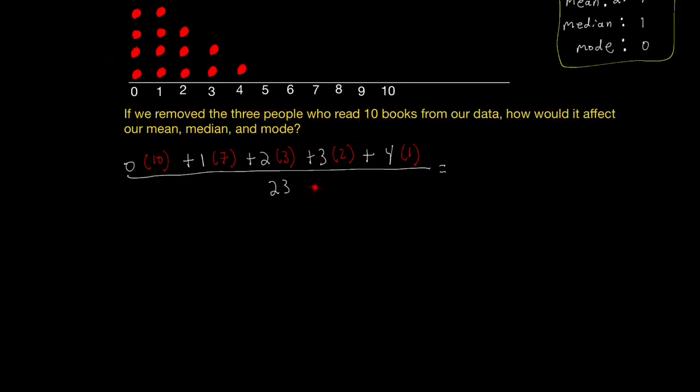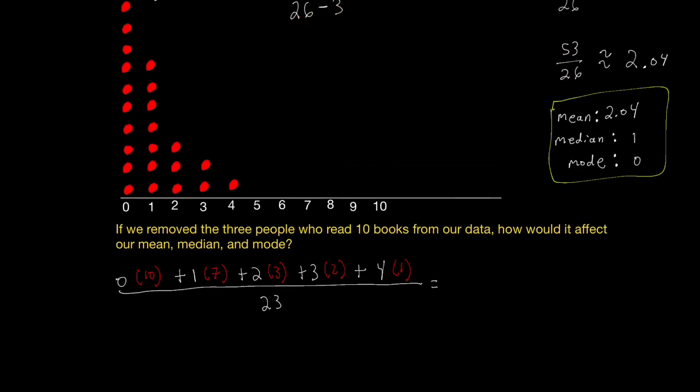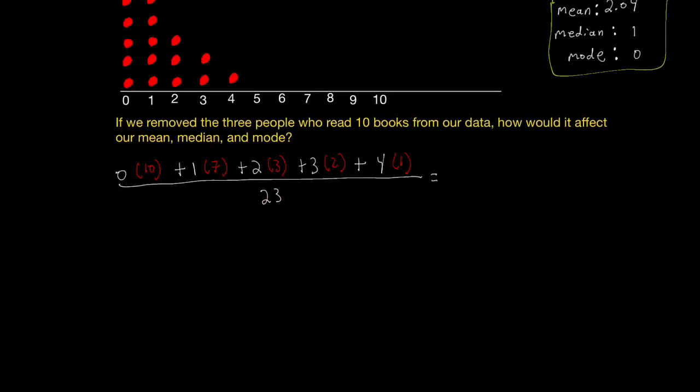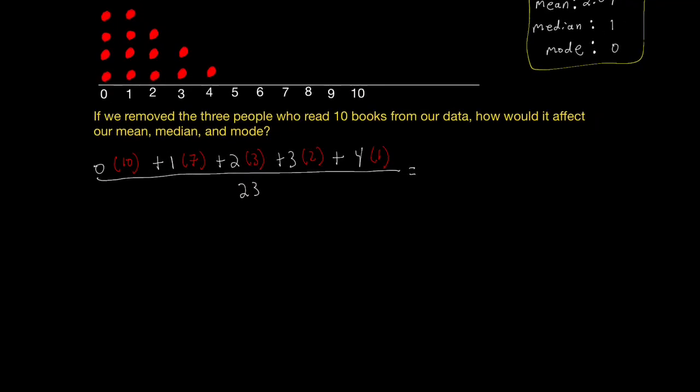Here is our new computation, taking this into consideration. And 26 minus 3, that's going to bring us down to 23. So let's compute this quickly. 0 times 10 is still 0, plus 7 plus 6 plus 3 times 2 is 6, and then plus 4 times 1, that's 4. We're going to divide that all by 23. And now let's compute the numerator here, and I'm getting a value of 23. So 23 over 23, that's going to give us 1.